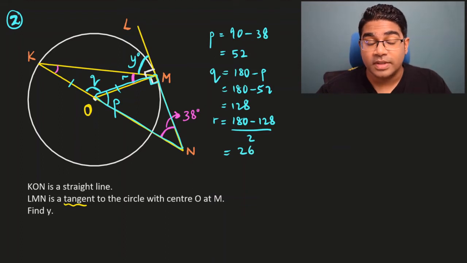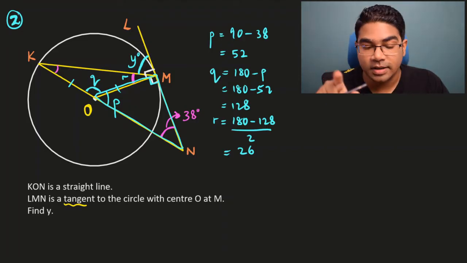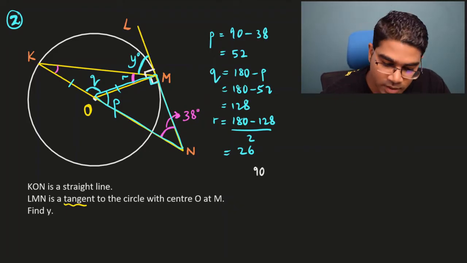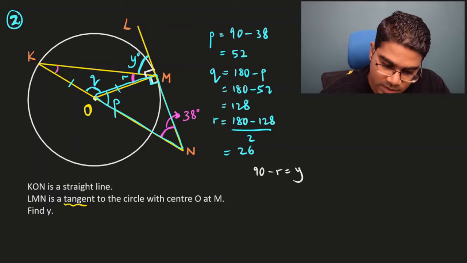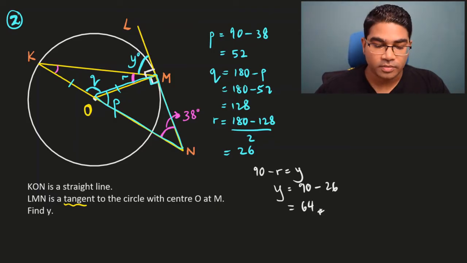Now that we have the angle, we can find Y. Again, we are using the concept of the right angle. So 90 degrees minus R will give us Y. Y is equal to 90 minus 26, which is equal to 64. Here we've already found the value of Y.